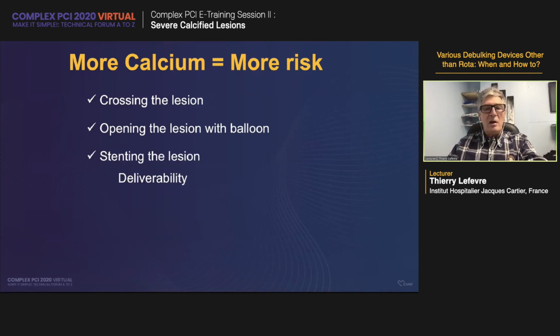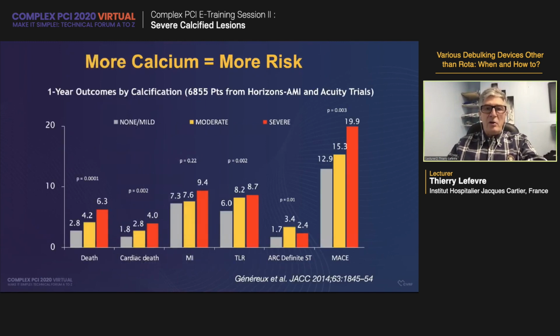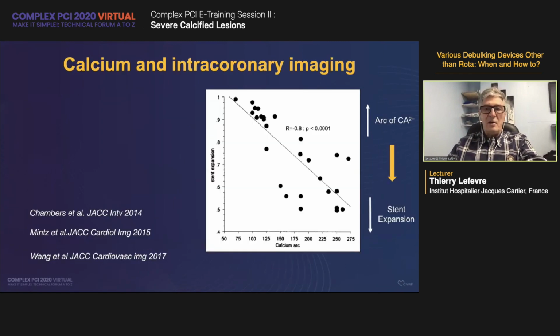Stenting the lesion is risky in terms of deliverability, risk of stent disinsertion, risk of mal-expansion, and risk of damaging the polymer, which creates restenosis at follow-up, and of course, risk of perforation, thrombosis, and vessel rupture. This is the only study that will show, which comes from Philippe Généreux, and you can see that when you have moderate to severe calcification, you increase the risk of death, cardiac death, target lesion revascularization, and even stent thrombosis. So it's very important to have that in mind.